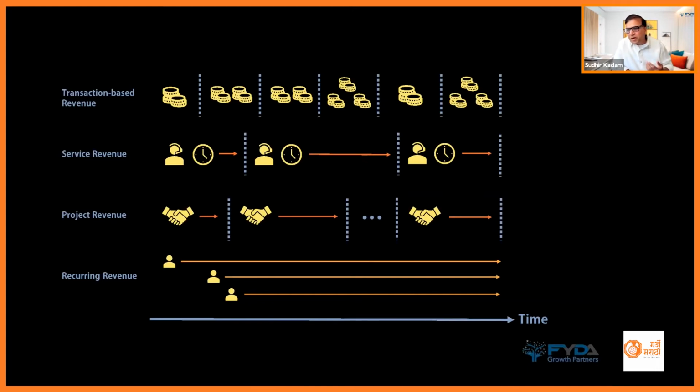Somebody might come with a services model. Somebody might come with a project model, where I'll deliver this entire project to you, and then you pay me on delivery of the project.